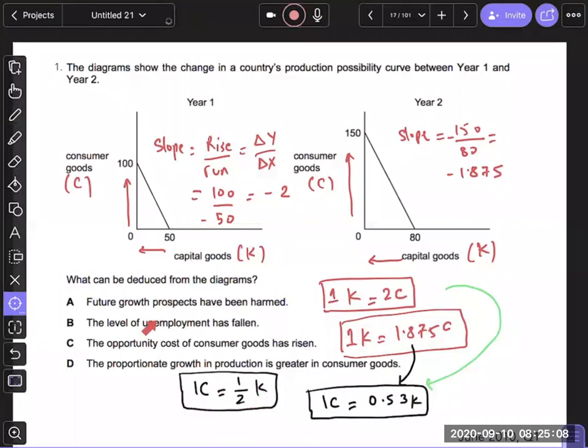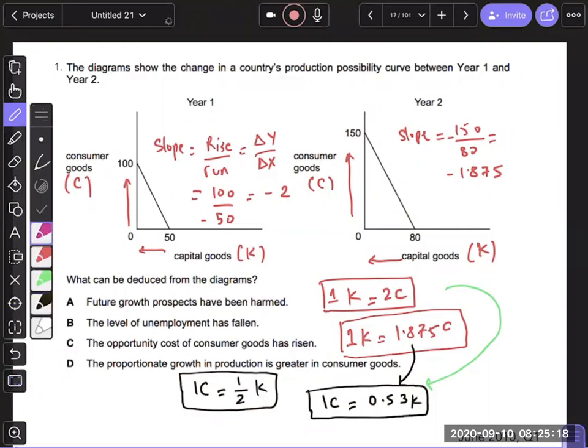So with the working that I've just shown you, what do you think is the answer? C. The opportunity cost of consumer goods has risen.